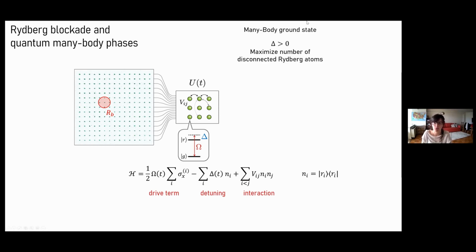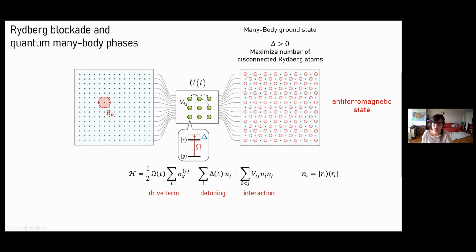We can ask ourselves, what is the many-body ground state if we have an optical transition with a positive detuning delta? So we want to maximize the number of Rydberg excitations, but we need to respect this constraint that is given by the blockade mechanism. And so the ground state in this case is the antiferromagnetic state where the Rydberg atoms are arranged in this checkerboard pattern. Here the Rydberg atoms are marked by these red circles.